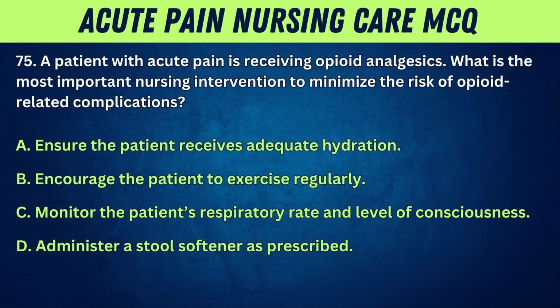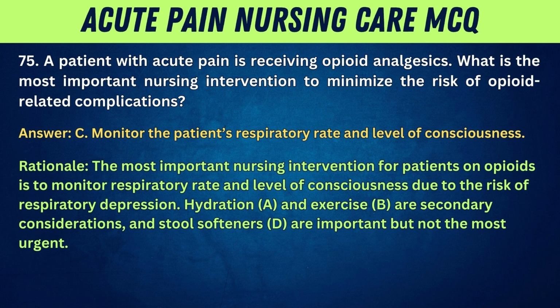75. A patient with acute pain is receiving opioid analgesics. What is the most important nursing intervention to minimize the risk of opioid-related complications? A. Ensure the patient receives adequate hydration. B. Encourage the patient to exercise regularly. C. Monitor the patient's respiratory rate and level of consciousness. D. Administer a stool softener as prescribed.